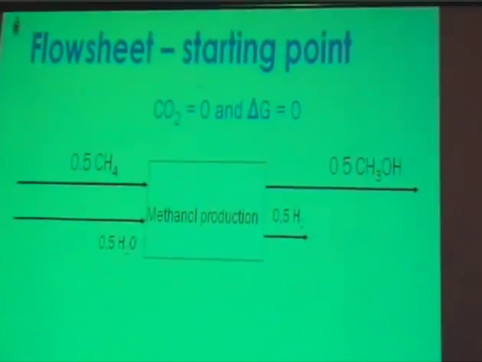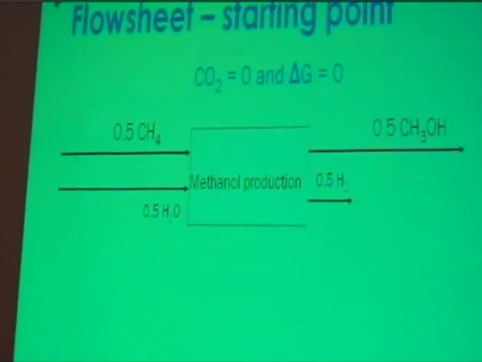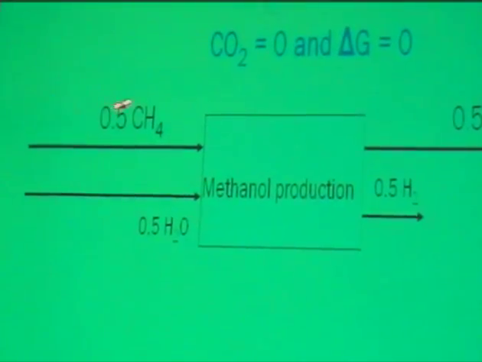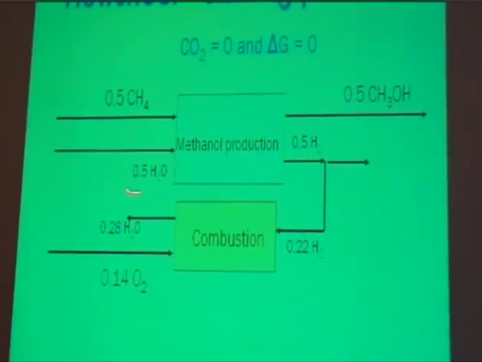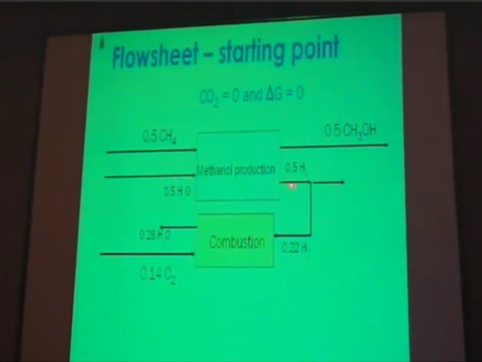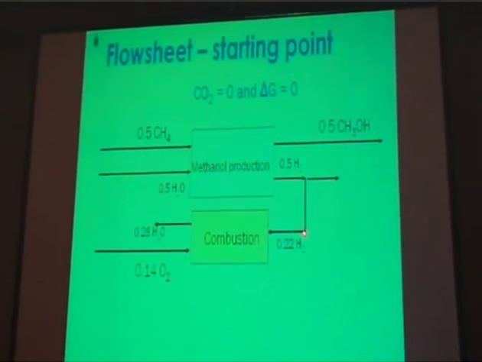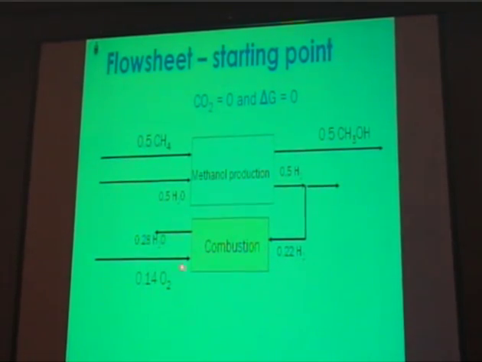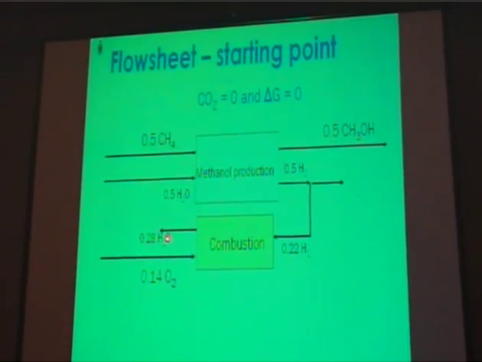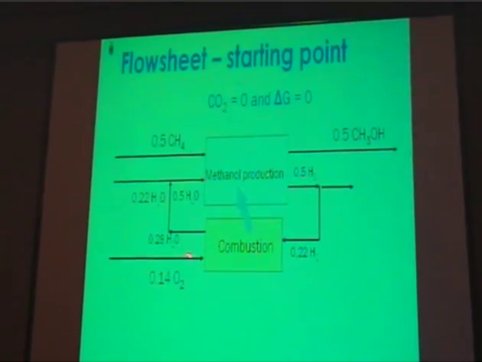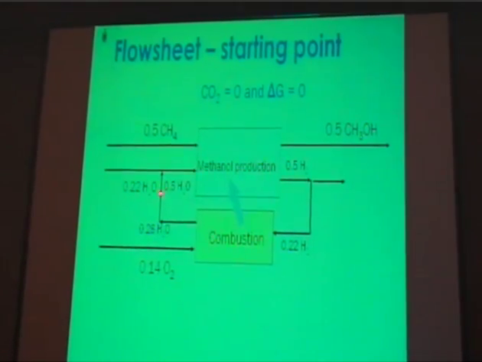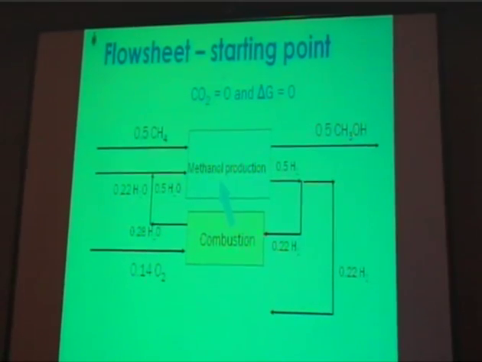So, what does the flow sheet look like that we develop out of this? Well, here we take our methanol production process, we take our half a mole of methane coming in, and our half a mole of water coming in. We take the hydrogen off that, we combust a portion of that to produce the energy that we require, and that produces water which feeds into our process. We're allowed to recycle that water back into our methanol production, and that gives us a feedstock there.